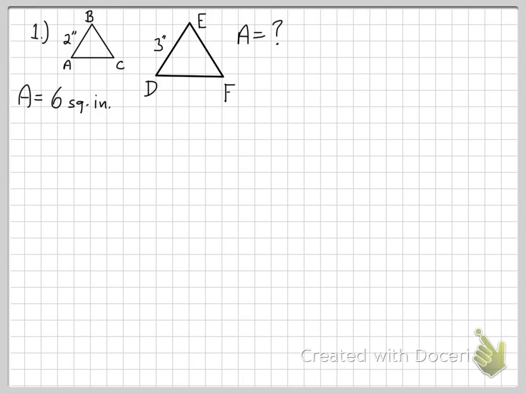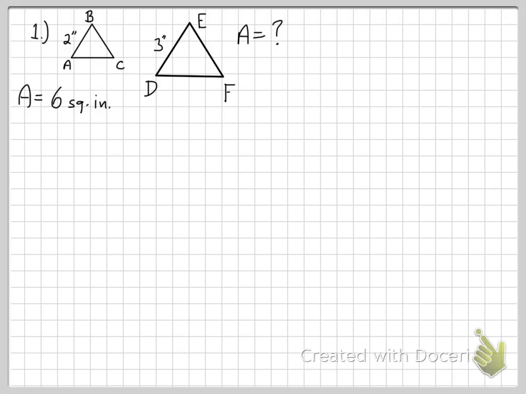Okay, and we have 2 example problems to work with. Here's the first one, so please copy down this prompt. We have 2 triangles. This one has a length of 2 inches. This one has a length of 3 inches. And we know the area of the left triangle is 6 square inches. And the area of this triangle is what? What would be the area of this triangle if I know the area of the other triangle and I know the 2 ratios? And again, these are similar triangles.